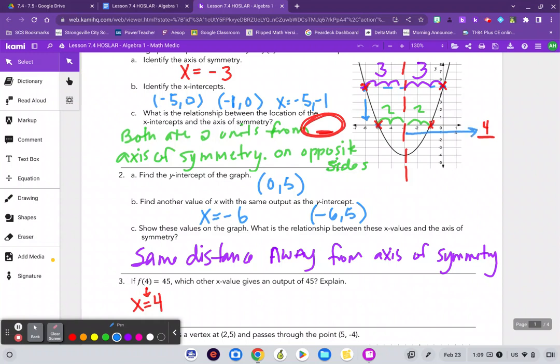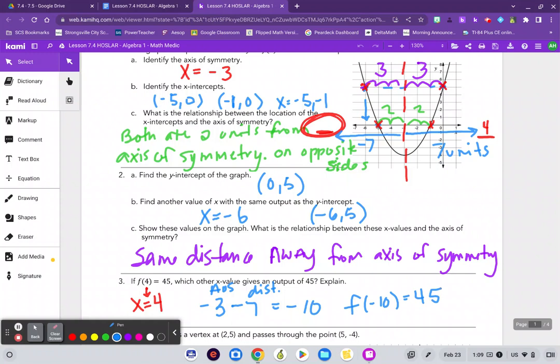4 is 7 units away from -3. So I need to be 7 units away, but on the other side. I have -3, that's my axis of symmetry. Because I'm on the left side of that axis of symmetry, I'm going to take 7 units away. If I do that, I get -10. And so f of -10 would be equal to 45 as well.